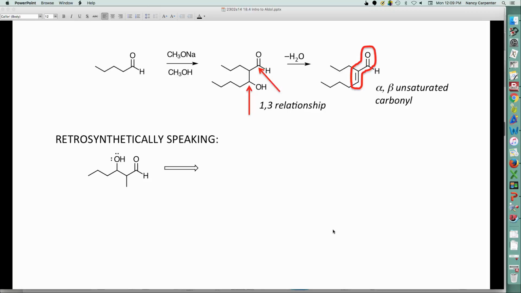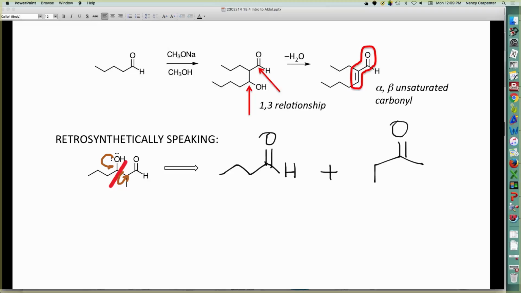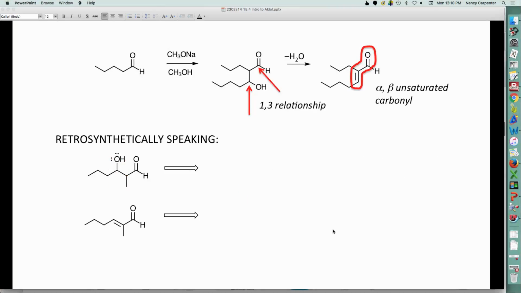Whenever I see a 1,3 relationship like this, what I'm going to think about is pushing that lone pair back in, breaking this bond, and kicking the lone pair right there to give me back 1, 2, 3, the aldehyde plus this enolate. So what you can see from this particular example is that this is another example of a self-aldol. 1, 2, 3, 4. Oh, no, it's not. We've got a 4 carbon piece here and a 3 carbon piece here, but it's an aldol nonetheless. So another example, when the molecule has already dehydrated, how do I disconnect it? Well, I just remember that that is an alkene, and alkene can come from dehydration.